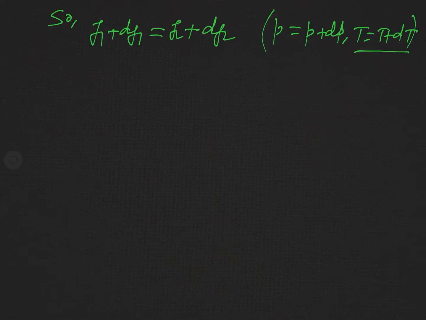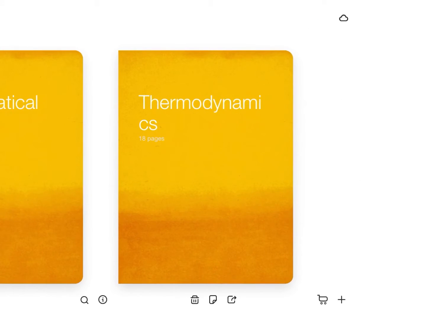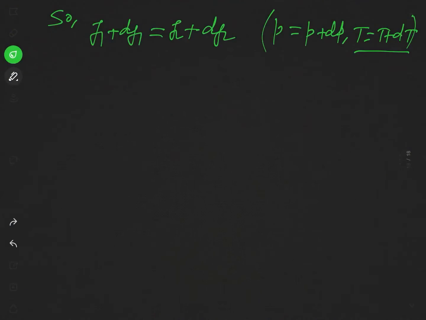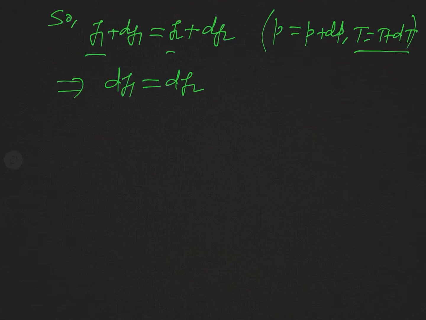But as we have seen in the above equation, G1 is equal to G2, so we may say from this result that dG1 is equal to dG2. Say this is equation 3a. Since G1 is equal to G2, we may write this.